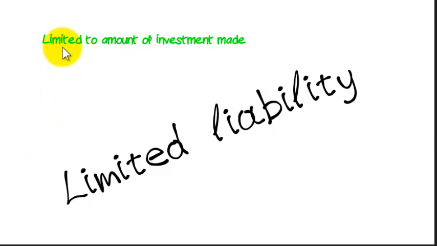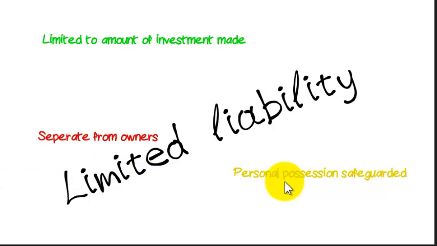The first point here is limited to the amount of investment made. So if I invest $100,000 in a set of shares, that's all I can potentially lose. So that means my personal possessions are safeguarded. Another important thing to note is that the owners are separate from the managers of the company. They may overlap, but strictly speaking, they are there to look after the interests of the shareholders in a company.